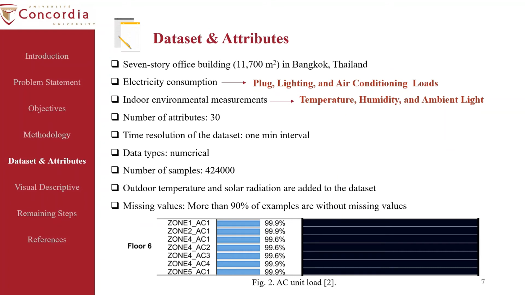Our dataset is for a 7-story building in Thailand and includes the electricity consumption for plug, lighting, and air handling units in each room of each floor. Indoor conditions are also gathered at each room by sensors. Originally, the dataset has 30 attributes and 400,000 examples. Moreover, outdoor conditions are added to the dataset from another source. Last but not least, more than 19% of examples are without missing values.